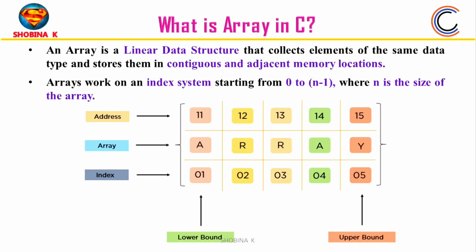Arrays use an index system to access individual elements. The index starts from 0 and goes up to n-1, where n is the size of the array. And this indexing allows for direct and quick access to any element. This convention is widely used in many programming languages like C, C++, Java, and Python.